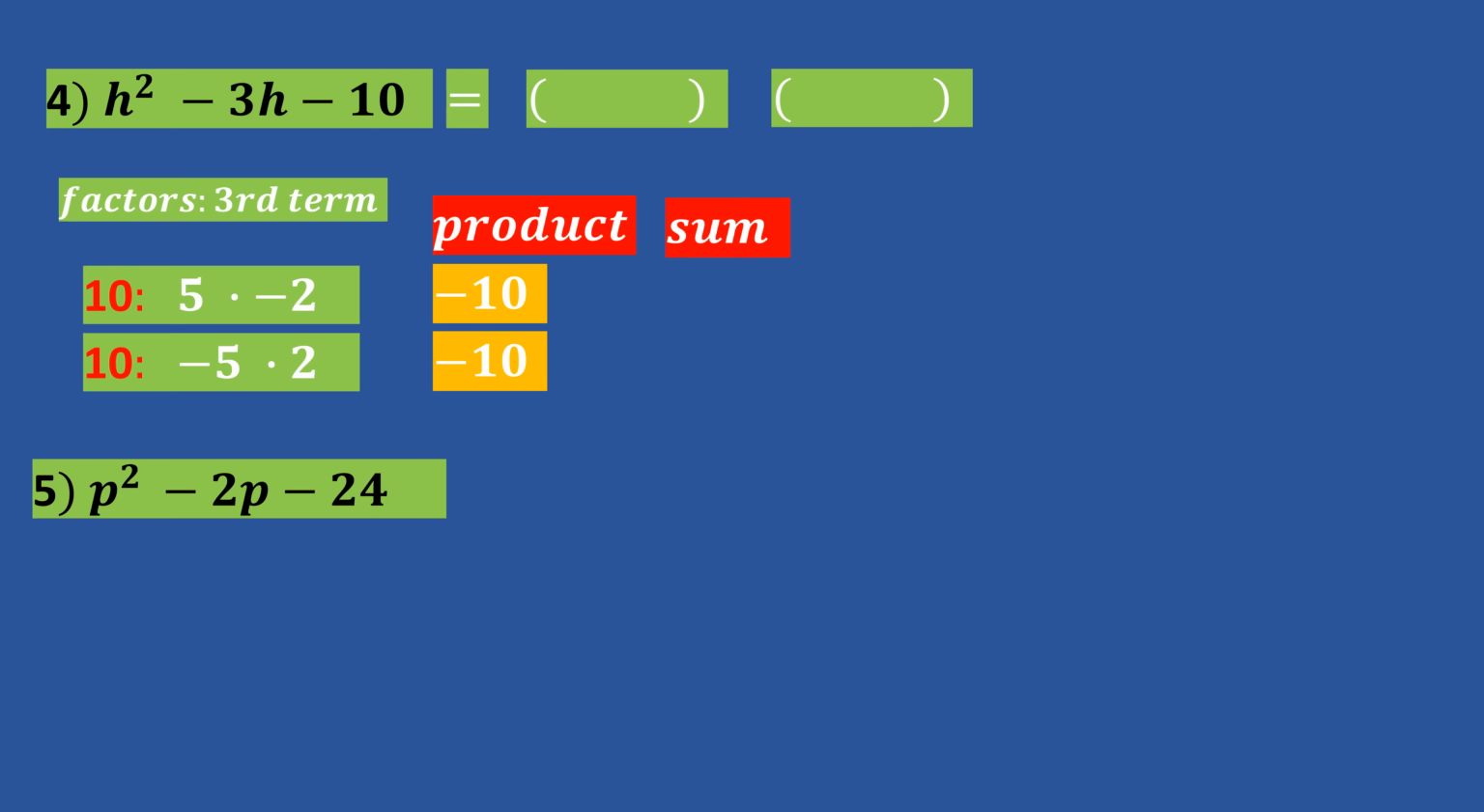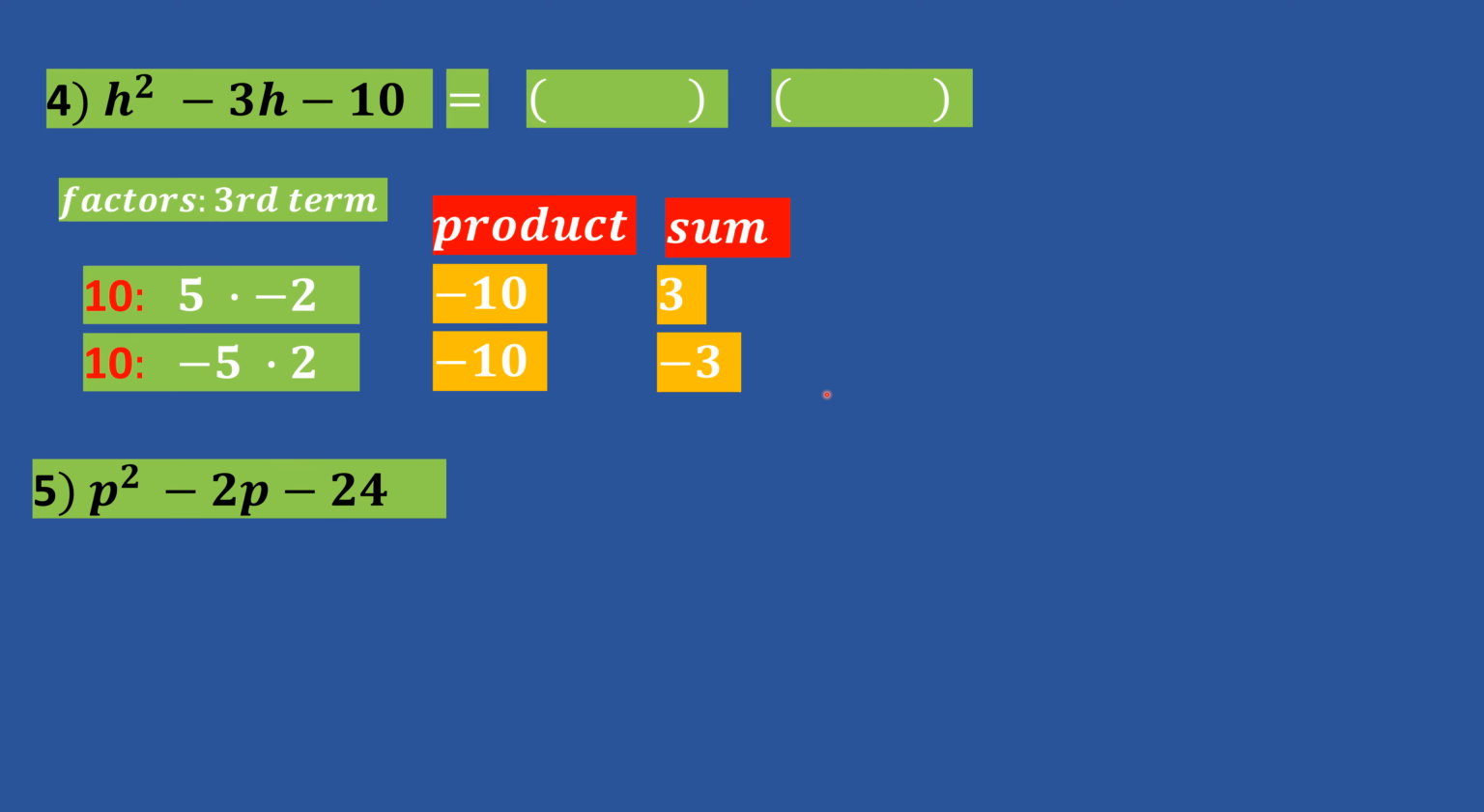So which of the two sets are the factors of the given? Remember that our middle term has a numerical coefficient of negative 3. So let us look for their sum. When 5 and negative 2 are added, the answer will be positive 3, because 5 subtracted by 2 gives us a positive 3. And then a negative 5 plus positive 2 gives us negative 3.